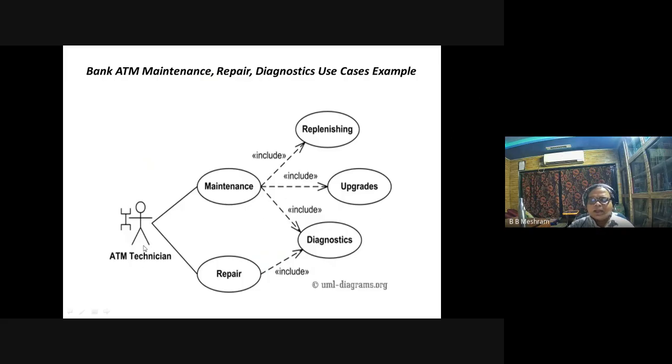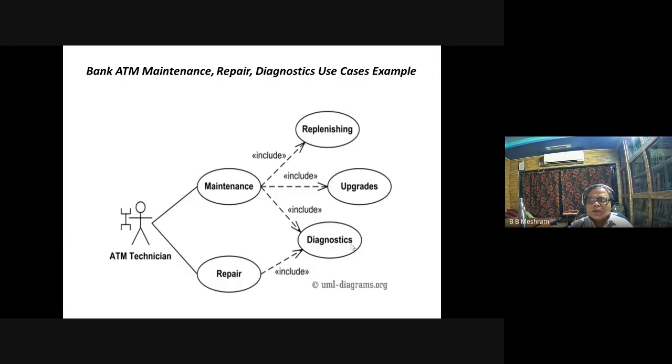Like the ATM technician, he will deal with bank ATM maintenance. So maintenance use case is there, repair use case is there. Maintenance includes replenishing. Maintenance use case includes upgrades. Maintenance use case includes diagnostic.